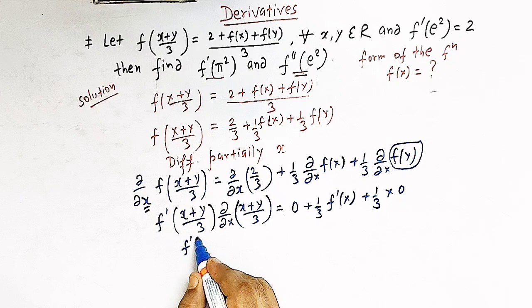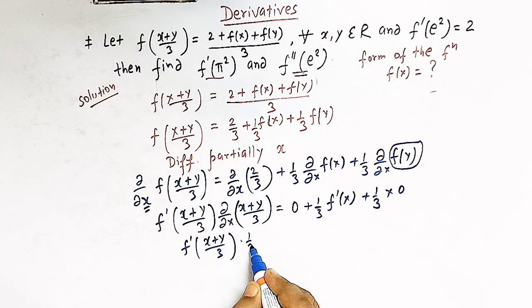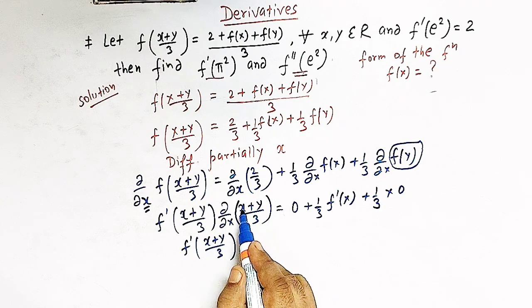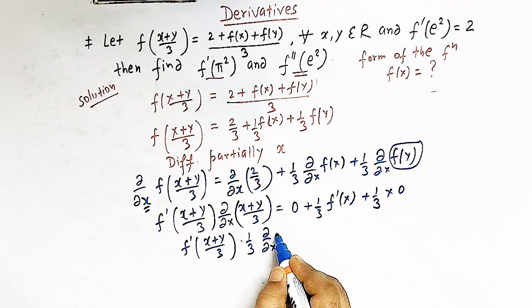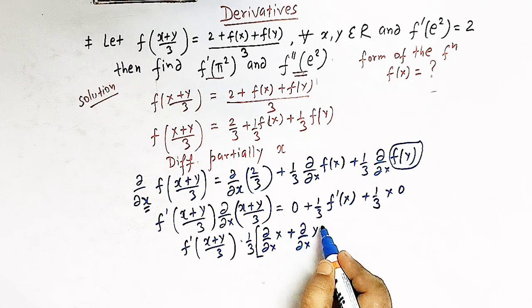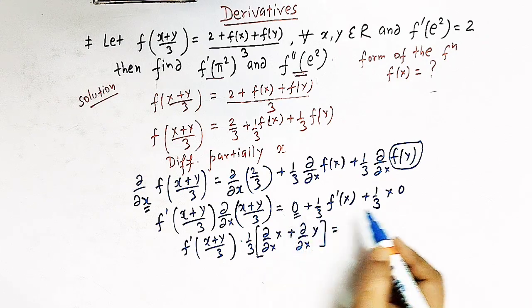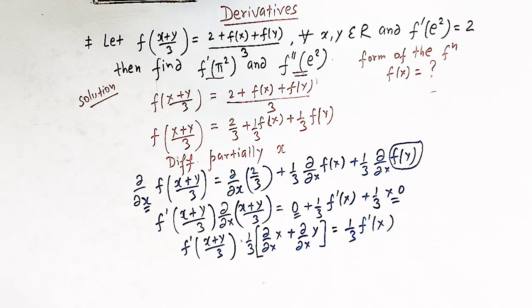So we have f prime of (x plus y) over 3, and now we have 1 over 3, and we have to find the derivative of x plus y. So we can now write del over del x of x plus del by del x of y, and here this is 0, so we are left with only 1 by 3 f prime of x. Now the derivative of y with respect to x is 0, because we are treating y as constant, and the derivative of x with respect to x is 1.